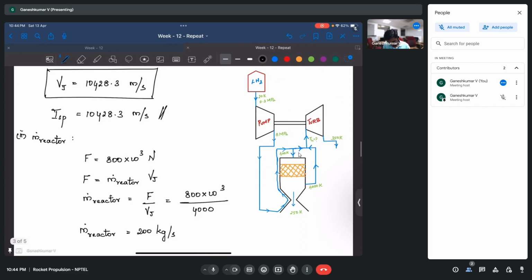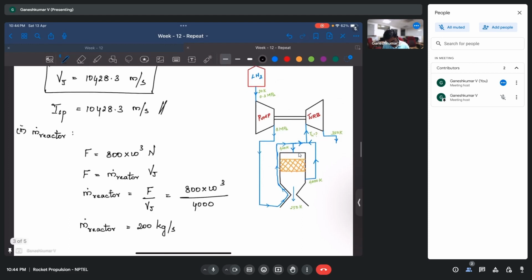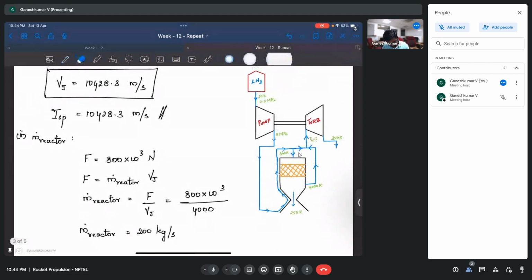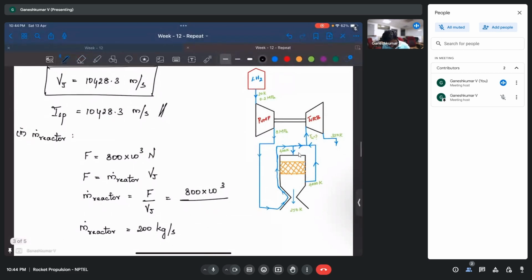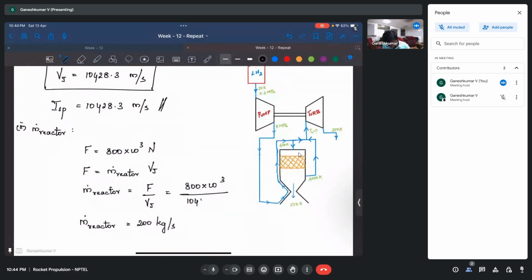Okay, so I'm sorry. I think I took the old question's Vj. So basically Vj is nothing but 10428.3 meters per second. Sorry about that. This Vj we need to take here. This is what we found out.